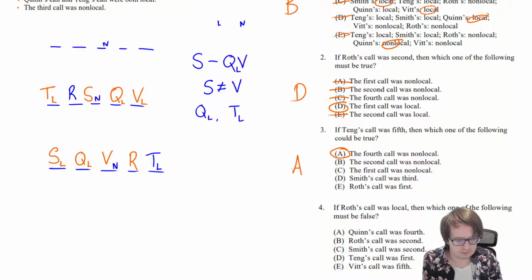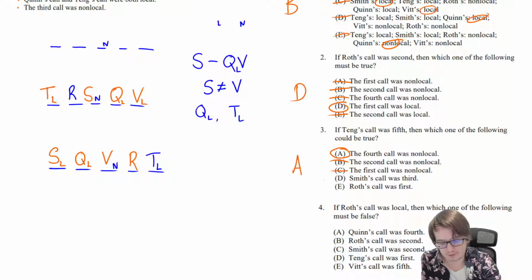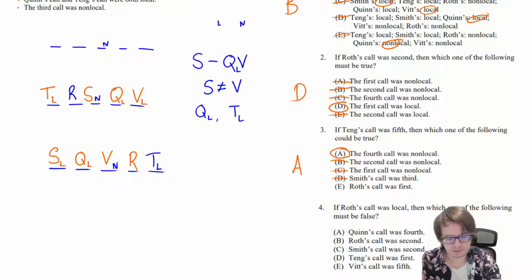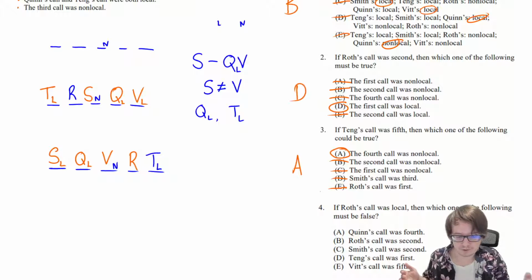So B, the second call was non-local. We know that's not true. It has to be local. The first call was non-local. That's not true. We know it has to be local because S and V have to be different. Smith's call was third. That's going to be impossible because we did V in the last position, but T has to be there. Finally, Roth's call was first. This is not going to be possible if we want to fit S, Q, and V in that order as they should be. So our third answer is A.